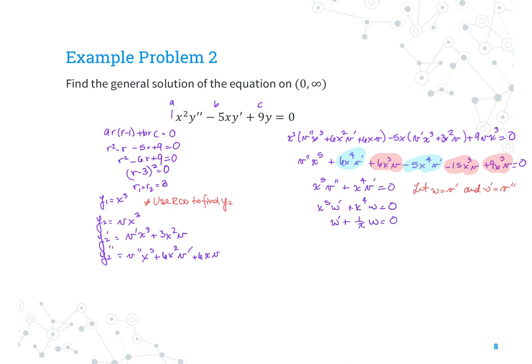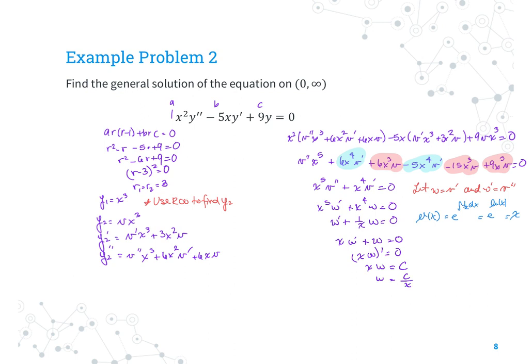So in this case, our mu of x here is going to be e to the integral of 1 over x dx, or e to the natural log of the absolute value of x, which is just x. So we end up with x W prime plus W equals 0, or x W quantity prime equals 0. So we end up with x W equals C1. And that means W equals C1 over x.